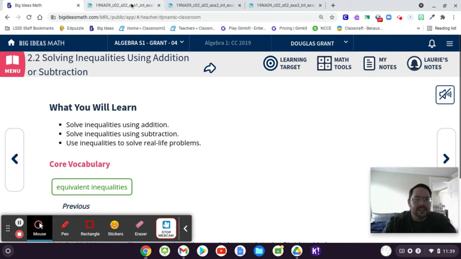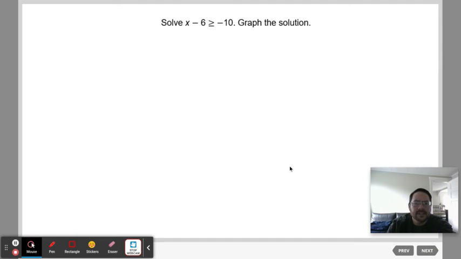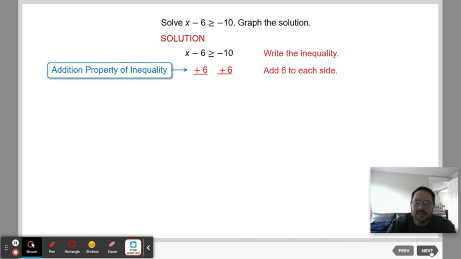Here's our first example. Solve x minus 6 is greater than or equal to negative 10. Just like if this were an equation, what would be a good first step to solve this inequality? Yeah, you want to add 6 to each side. So when you add 6 to each side, you're left with x on the left, and greater than or equal to negative 10 plus 6 is negative 4. There we go. That's it.